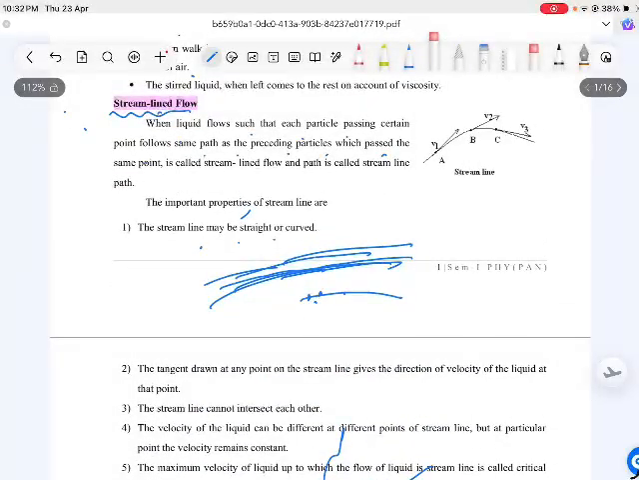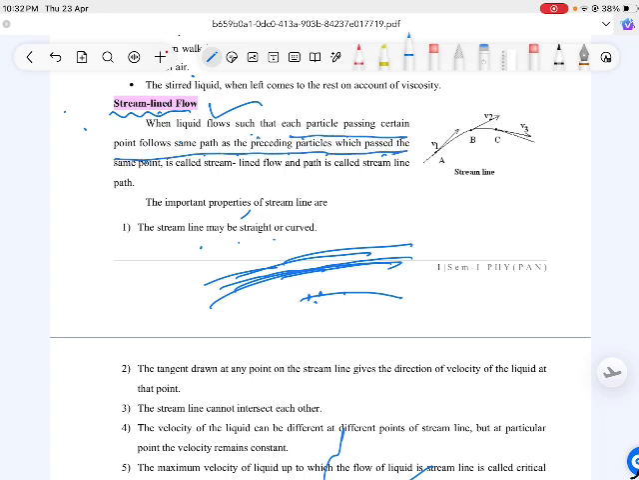After the concept of viscosity, we have to see the two types of flow. One is streamline flow and the second is turbulent flow. What do you mean by streamline flow? When a liquid flows such that each particle at a certain point follows the same path as the preceding particle which passed the same point, that will follow the same path, moving in a particular direction. That flow is called streamline flow.